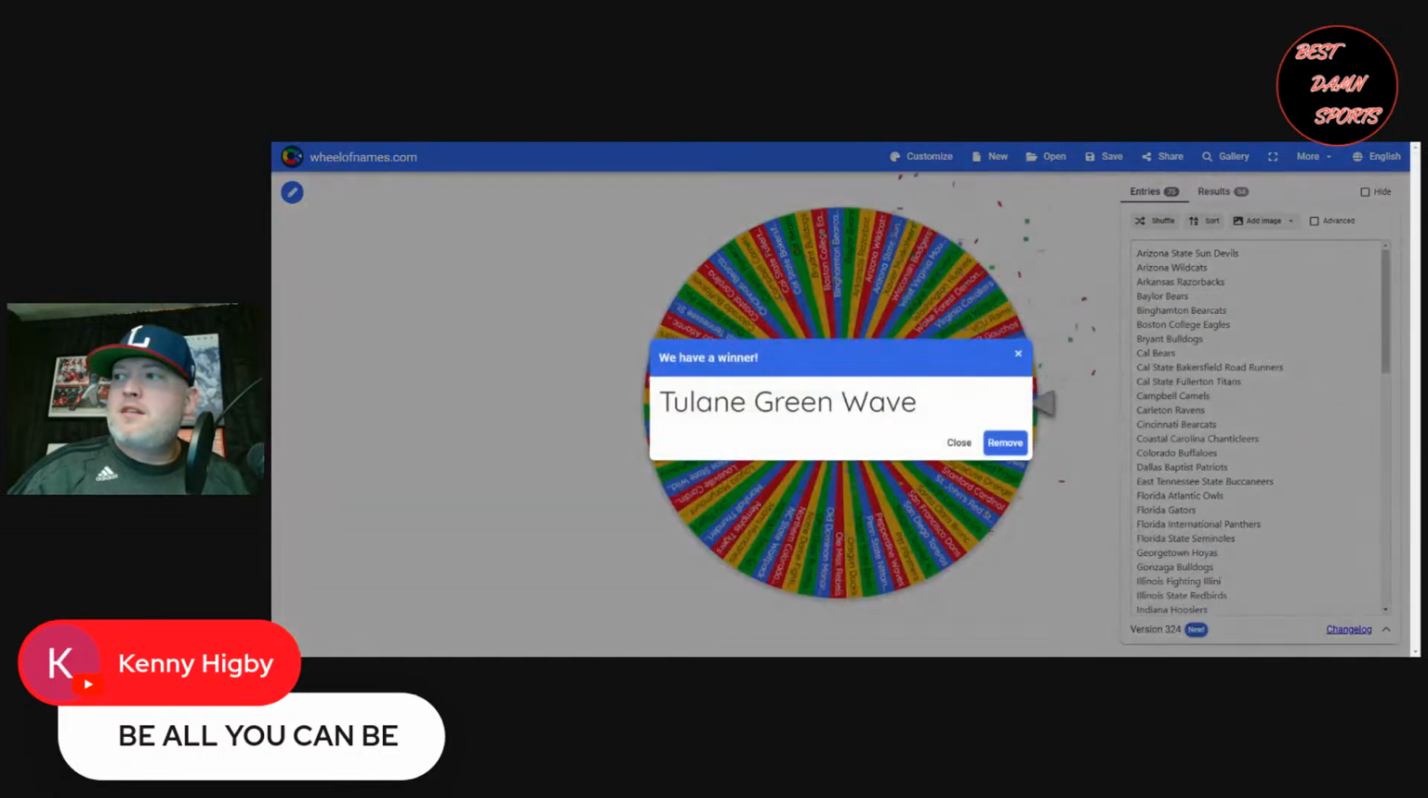And the next pick is the Tulane Green Wave. And I think they're in the American. Yep. Picking 9th will be the Tulane Green Wave in the American Conference Draft.